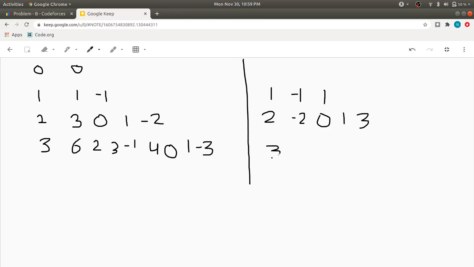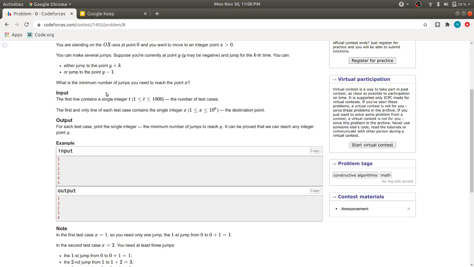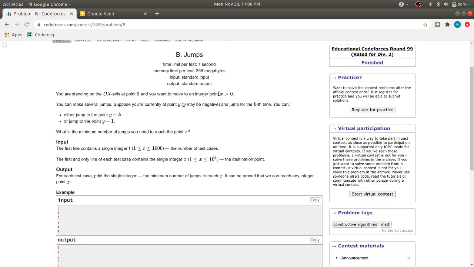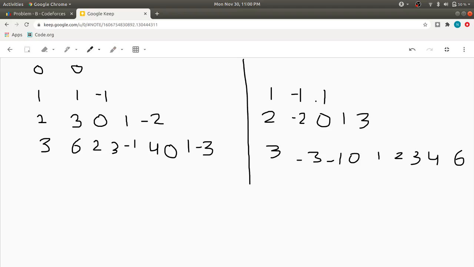For 3, after sorting, what I'm going to get is minus 3, then after that minus 1, then 0, then 1, 2, 3, then 4, then 6. So these are the new positions that I am going to assume. According to the question, the x that we will be given will be greater than 0, so excluding 0, I am going to take all the terms.